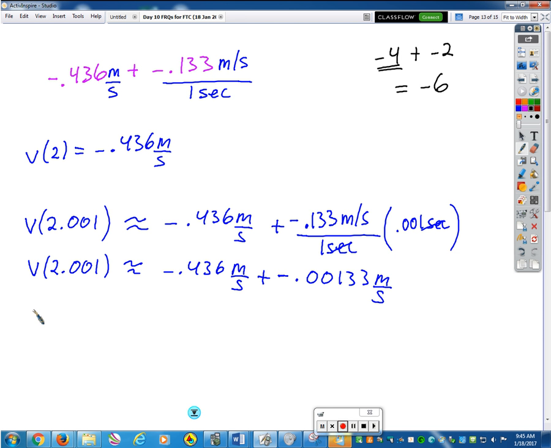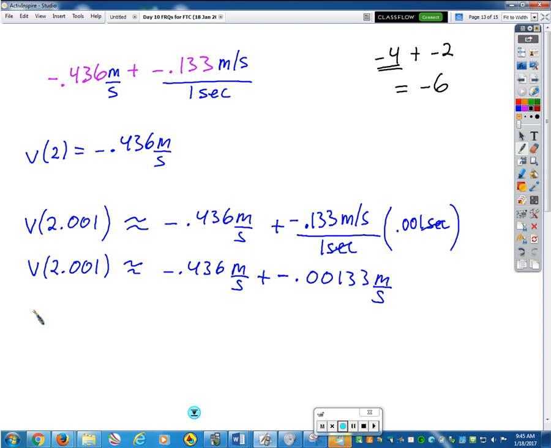Okay, when we talk about particle motion, we're talking about position, velocity, and acceleration. The position value only tells you where the particle is. That's it. Just where the particle is.